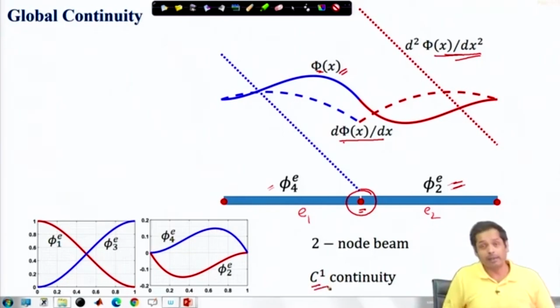Again, this is not a surprise, because if you recall, the philosophy we used for constructing shape functions in the case of the bar element and in the case of the beam element were different.